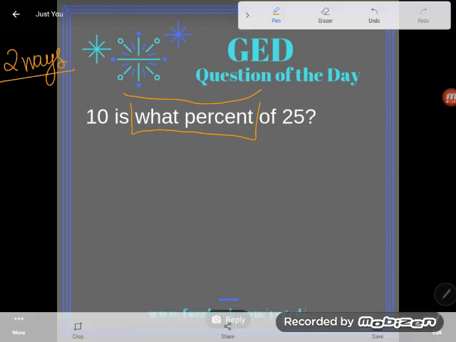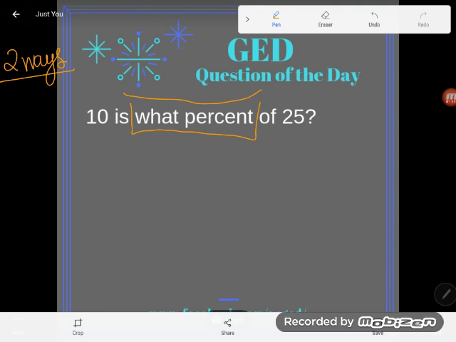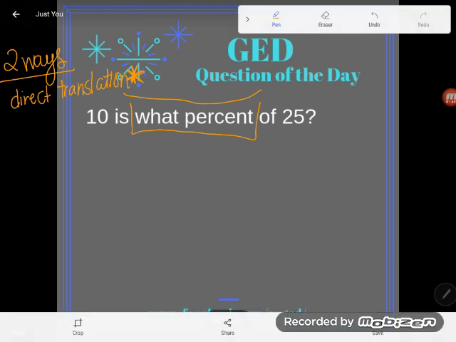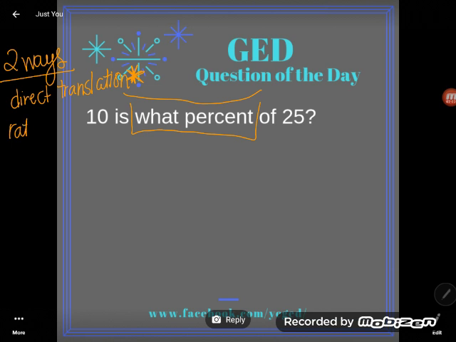The 2 ways that I'm going to show you are what's known as direct translation. I love teaching it this method because even though this isn't necessarily the easiest method for students, it actually prepares you for more than percent problems on the test. You have translation problems where you have to take something written mostly in English and write it in the language of algebra. So I'm going to do it that way. And then the other way is I'm going to make a ratio. A ratio is a fraction, and then convert that ratio to a percent.